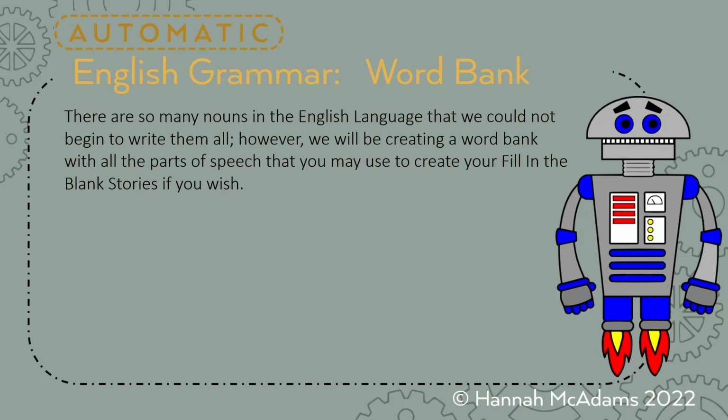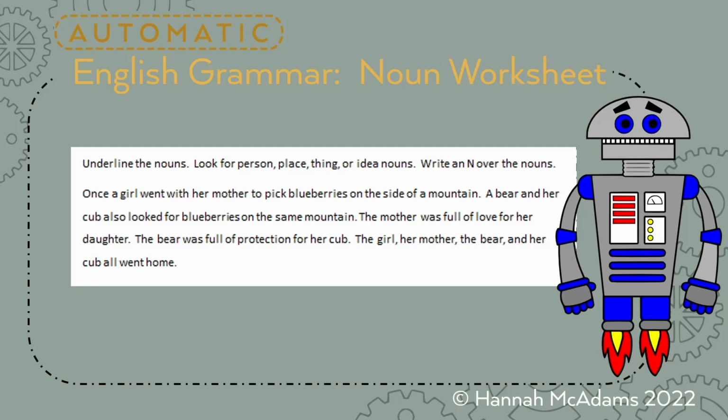All right, so look in your word bank for idea nouns. You can add more of those if you wish. It's in the appendix at the back of your handouts. And you're going to underline the nouns. Look for all the nouns, person, place, thing, or idea. Okay. So be careful with the idea one. Hopefully you can find it. I'll show you the first one. It says the mother was full of love for her daughter. So that word love is the idea noun, but there's another one somewhere in here.